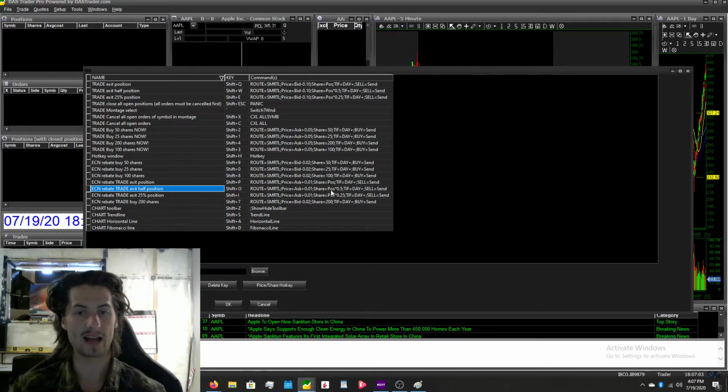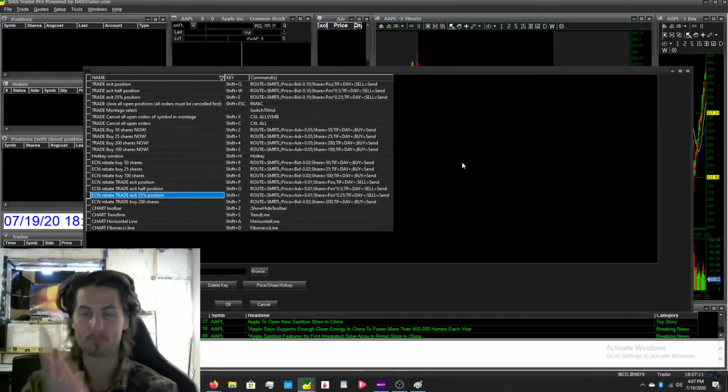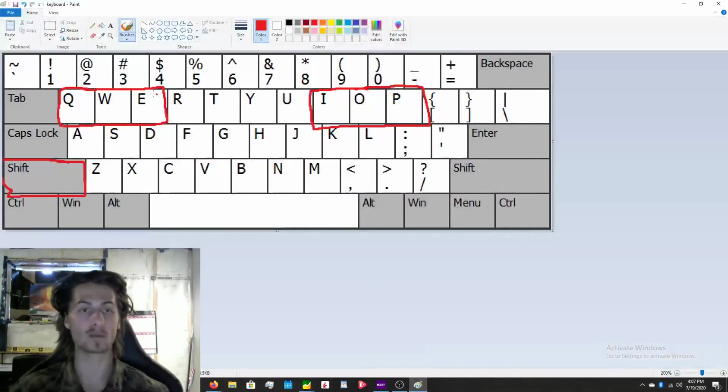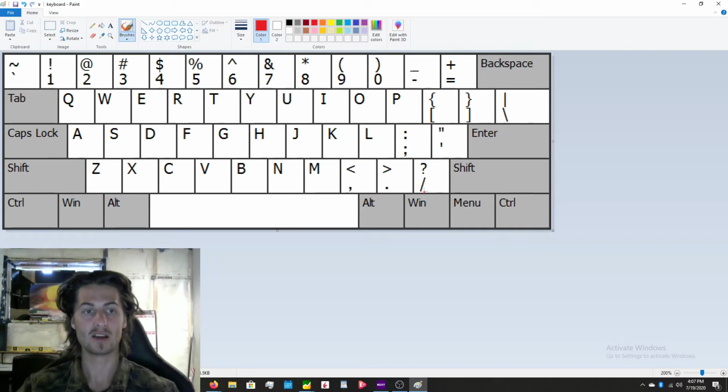Trade, and this is just exit half my position and exit 25 of my position, just like before. Okay, so now we have gone over almost all my trading hotkeys. We've gone over all my buy right now share hotkeys, all my sell right now share hotkeys, my cancellation hotkeys, my montage window select, all my buy below the bid share hotkeys, and all my sell above the ask exit position hotkeys. So now there's just a few more.